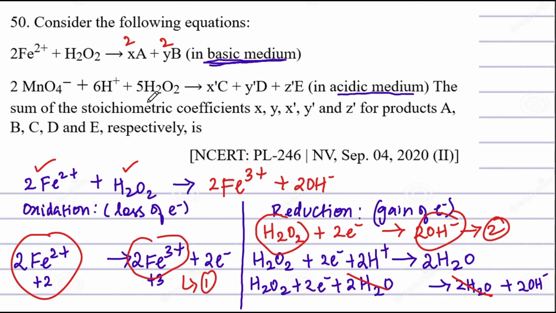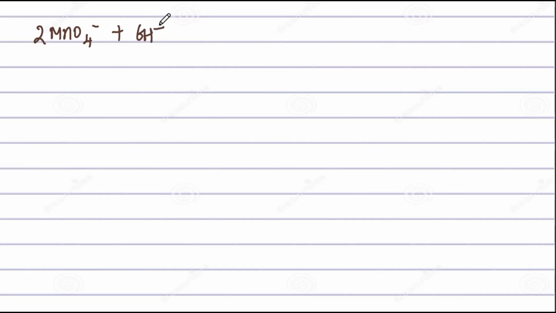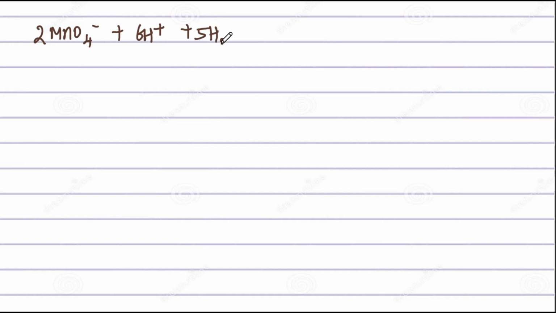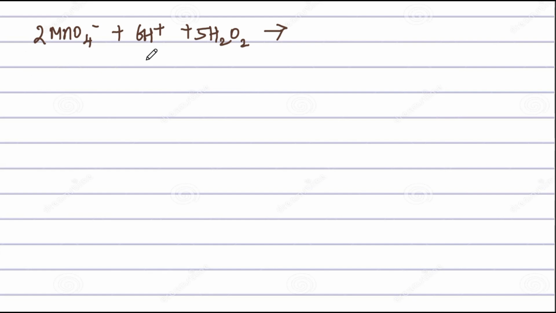In the same way you have to balance the second equation also. Let us do that on the next page. So the equation is 2MnO4 minus plus 6H plus plus 5H2O2 gives, so the product is given as H dash C plus Y dash D plus Z dash E. Let us not write that. First, let us see the equation.